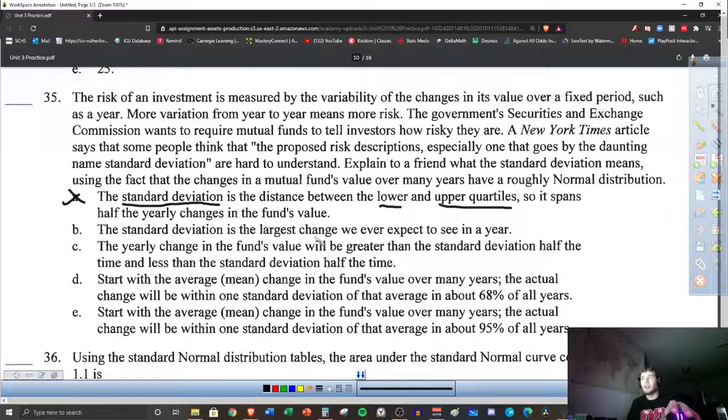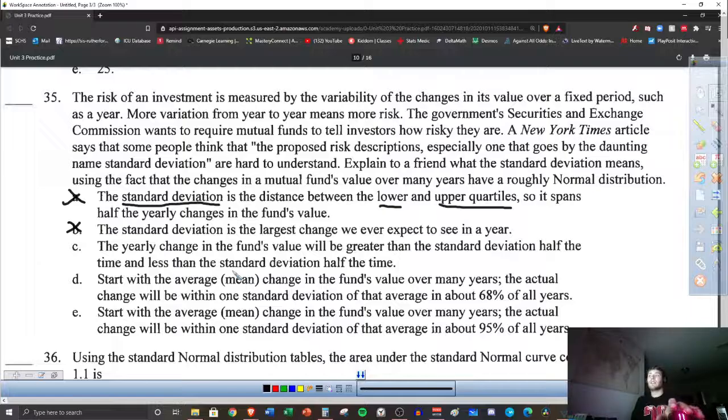The standard deviation is the largest change we ever expect to see in a year. No, it is the average change, the average distance from the mean. It's the average spread or variation. So that is not a true statement either. The yearly change in the fund's value will be greater than the standard deviation half the time and less than the standard deviation half the time. So this one is not true either.